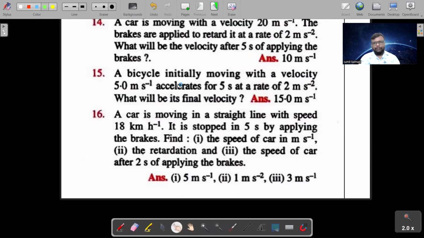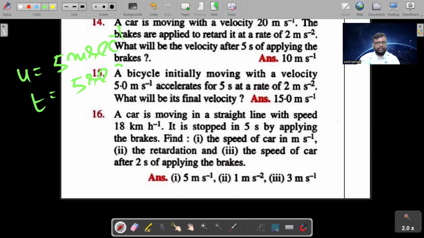See what is given. A bicycle initially moving with velocity 5 meter per second accelerates for 5 seconds at a rate of 2 meter per second square. What will be its final velocity? So here, friend, this is also very simple. Your initial velocity is given, 5 meter per second. Time is given, 5 seconds. Acceleration is given, 2 meter per second square. And you have to find its final velocity.